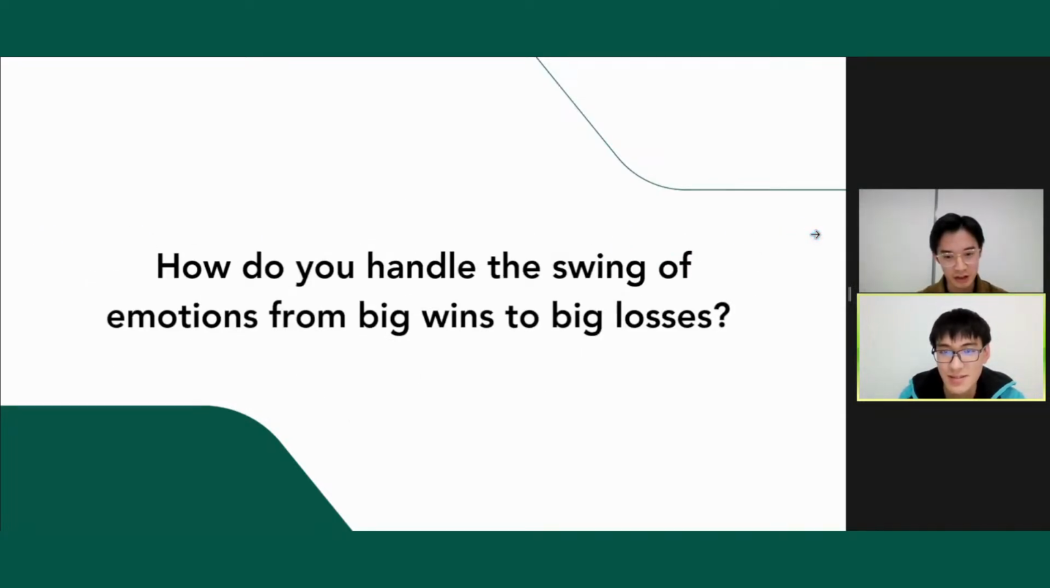How do you handle the swing of emotions from big wins to big losses? Okay, so basically position sizing, it all comes to that. So if you feel that the swings of your equity curve are way too big, you have to lower your position size so that it won't be as erratic and your emotions are not high.